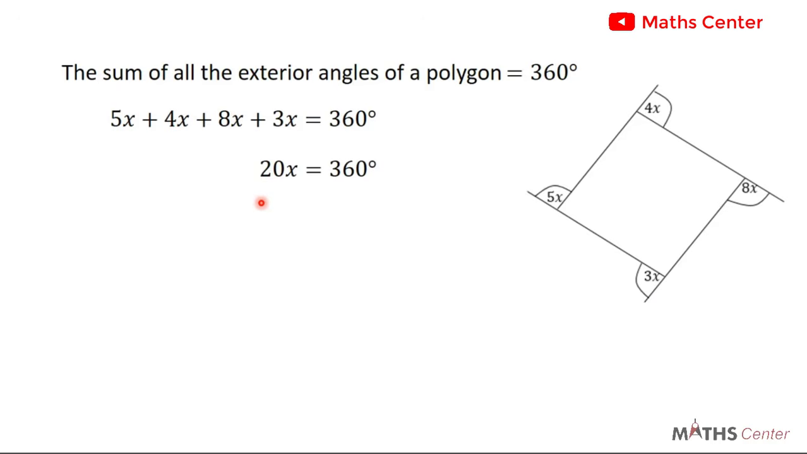We add everything here, we are getting 20s is equal to 360 degrees. From linear equations, we know that we divide both sides by 20 and s gives us 18 degrees. So you see in this question too, we are given the exterior angles, but because we know that the sum of all the exterior angles is 360 degrees, we will add all the exterior angles and equate it to 360 degrees, then find the value of the variable or the letter in the question.